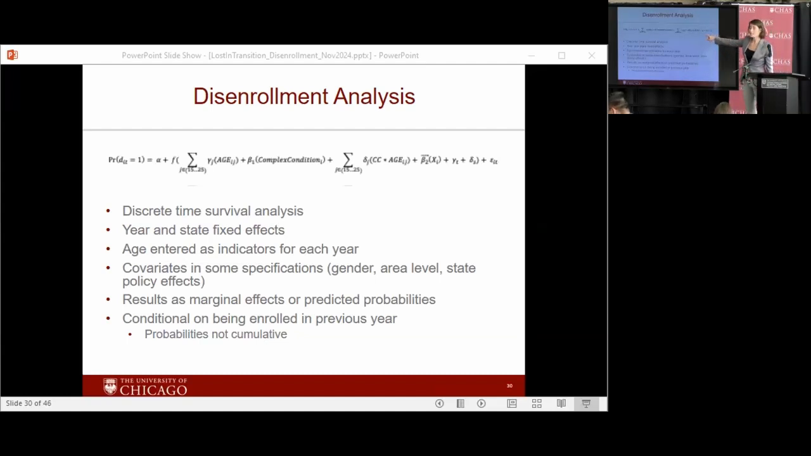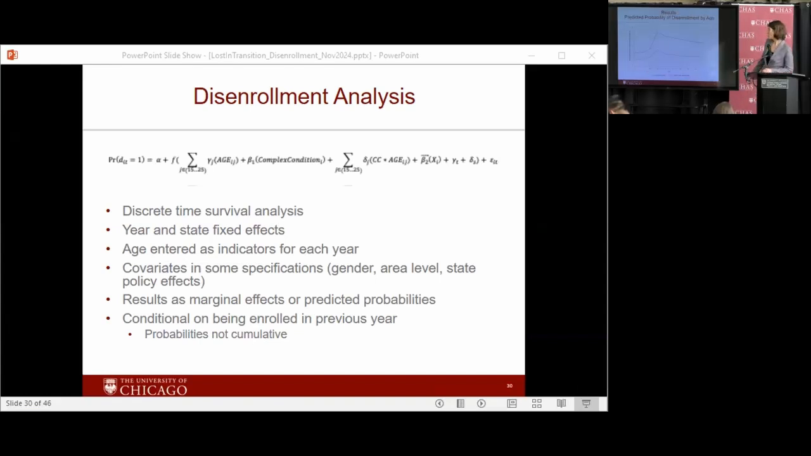Then in some specifications, though not in the main ones, we include covariates. And then we have state and year fixed effects in all specifications. I'm going to give you the results as either marginal effects or as predicted probabilities. All of these are conditional on being enrolled in a previous year. This isn't cumulative disenrollment until we get to the Kaplan-Meier curves. So this is just the independent probability of being disenrolled at age X if you were enrolled at age X minus 1.